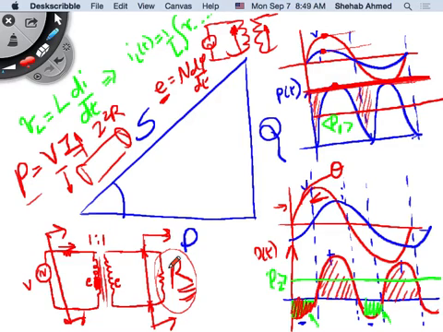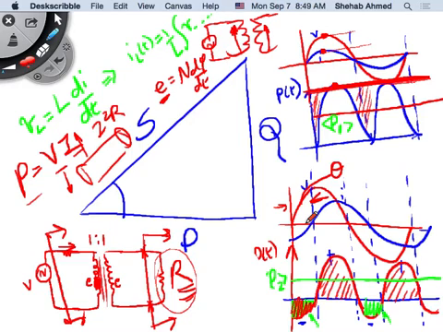How much is this angle? It depends on the value of R and the value of L, and whether you have C's or not. Right? And the fact that you have this power factor angle is a clear indication that there is reactive power flowing in the system. So now, is this reactive power useful for creating the light that we see?